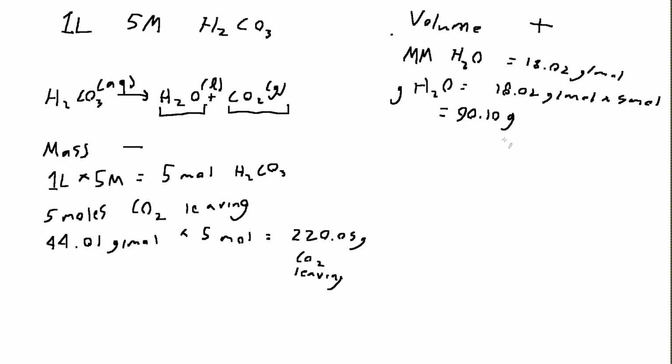Lastly, we have a very nice number that's 1 gram per milliliter, and water's really nice like that, so this also equals 90.10 milliliters. And that's our answer for the change in volume. We're adding 90.10 milliliters to the solution. You could also write this as 0.0901 liters.